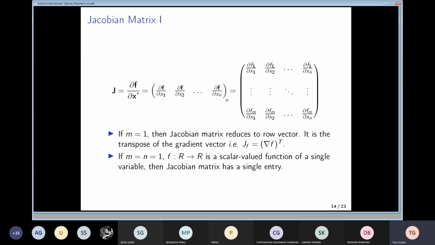Okay, and similarly if m is equal to n is equal to 1, which means y is also a scalar and x is also a scalar, I mean the domain and the range are both unidimensional, then this Jacobian matrix will reduce to a single entry, which will be just del f by del x. Okay, so this is important.